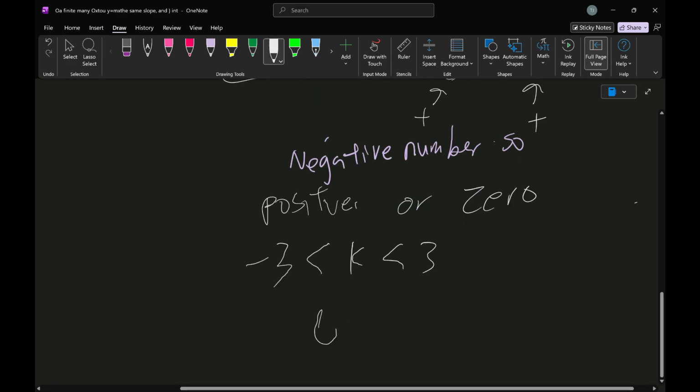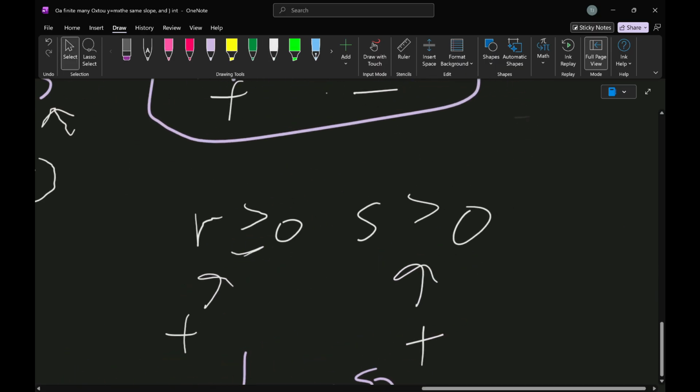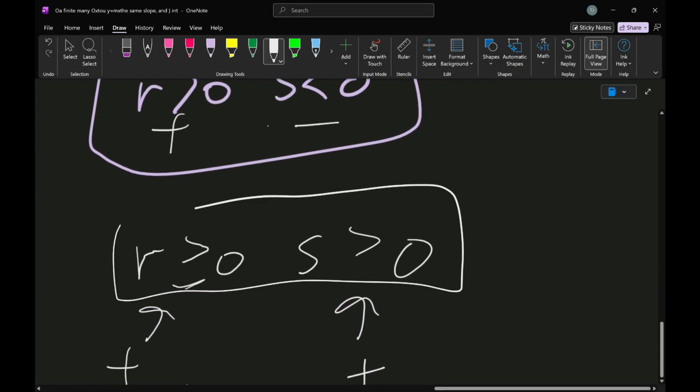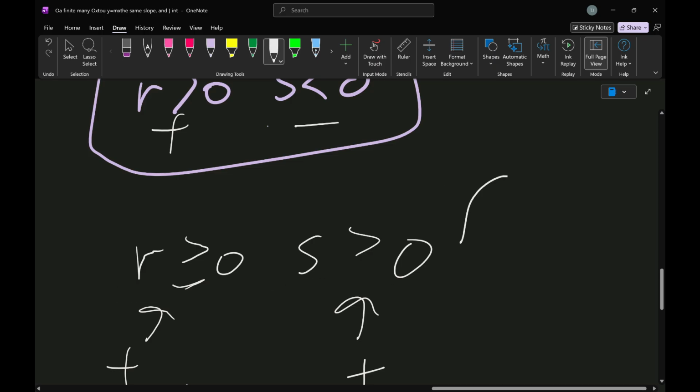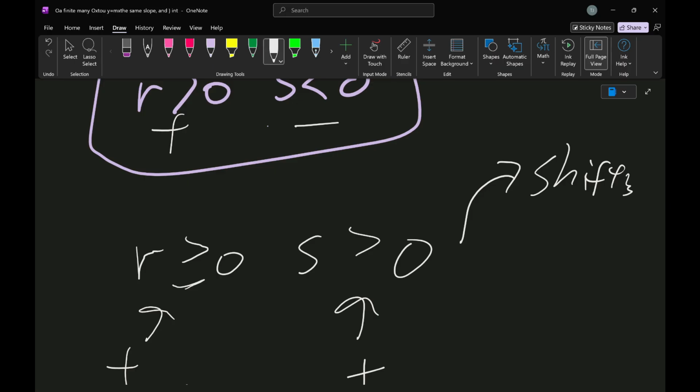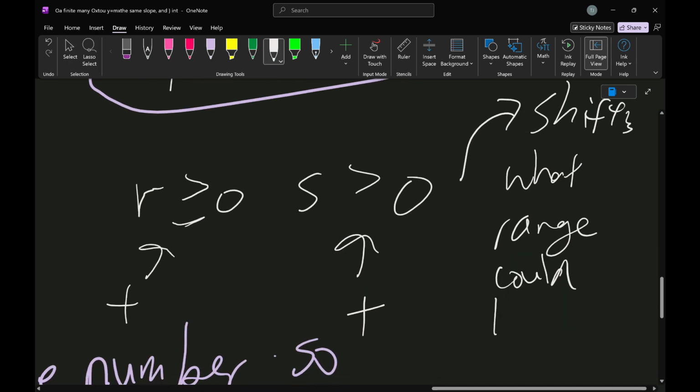So because of the definition they give you for r and s, it shifts what your range could be. So this is a tricky part. In this case, you don't have to do this, and you'll be lucky enough to get the right answer without catching this.